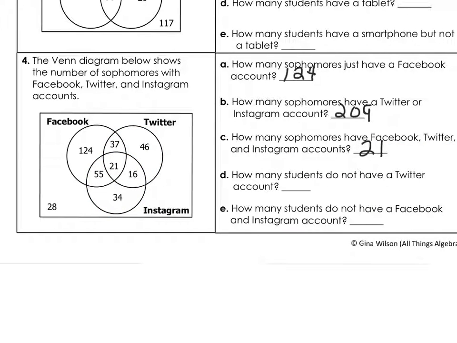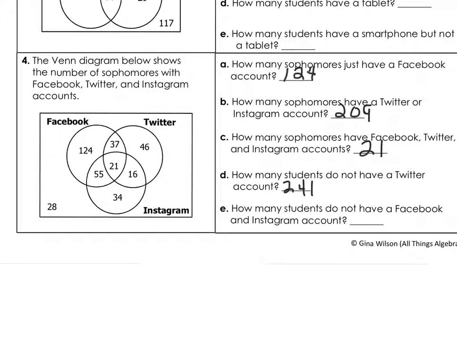Okay, so how many students do not have a Twitter account? So now we have to look at all of these students have Twitter accounts. So therefore, in order to find out how many do not have, we have to add up all the other numbers. So we have 125, 55, 34, and we can't forget this 28. When we add all those numbers up, we get 241.